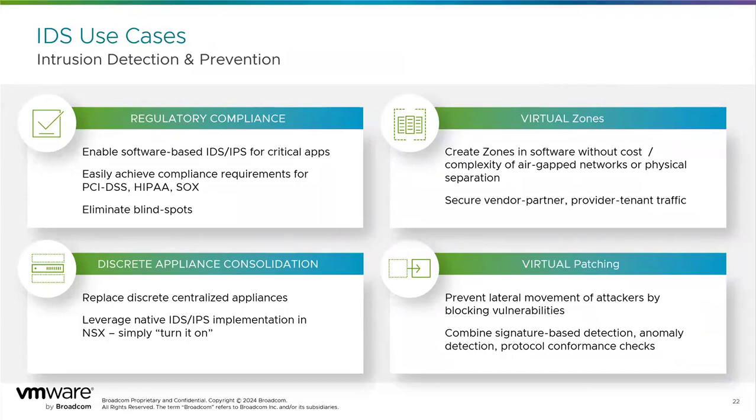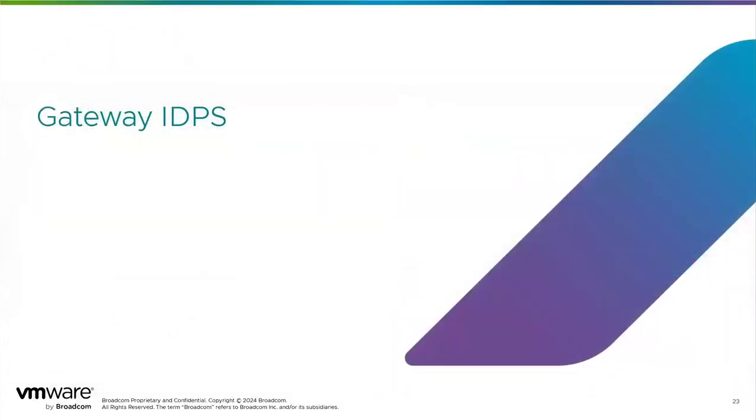Within discrete appliance consolidation, you're looking at replacing discrete centralized appliances, allowing you to leverage the native IDPS implementation. Simply turn it on. Last, virtual patching. This prevents lateral movement of attackers by blocking these known vulnerabilities. Combine this with signature-based detection, anomaly detection, and protocol conformance checks.